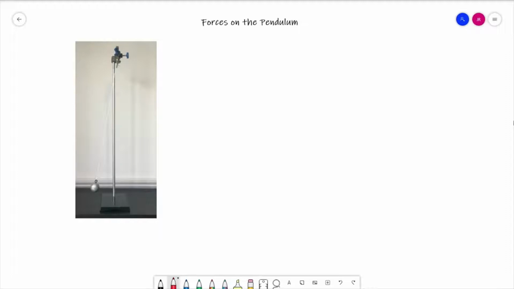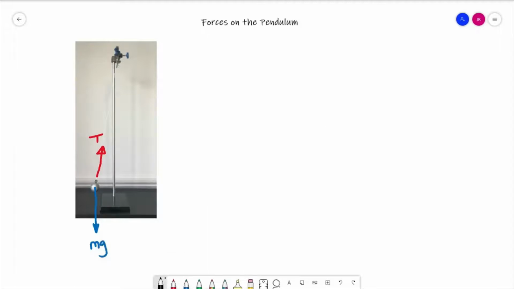So the next stage of the derivation is we need to look at the forces that are acting on the pendulum. Unfortunately, there are only two forces. Firstly, in the string acting back up, we have the tension in the string. And secondly, we have the weight of the bob, which will act straight down.